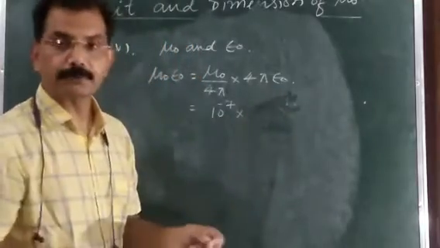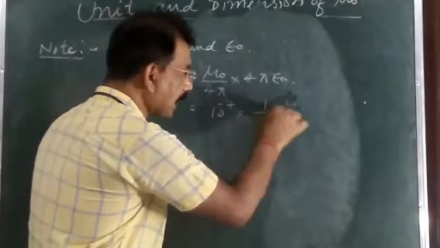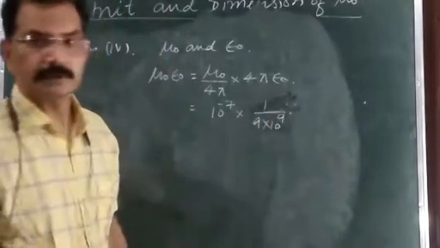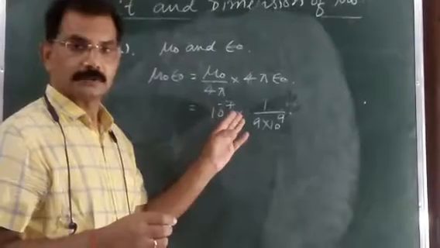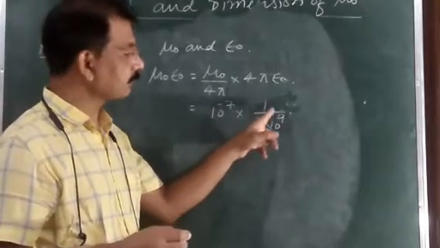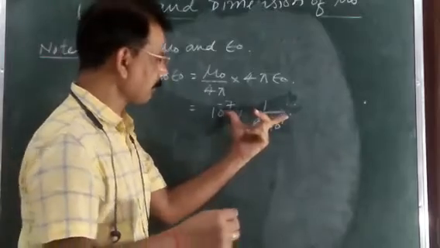1 upon 4 pi epsilon naught is 9 into 10 to the power 9. So 4 pi epsilon naught is 1 upon 9 into 10 to the power 9. And when you take the proper unit, the unit of this one is Newton per ampere square, and the unit of this one is also Newton meter square per Coulomb square. So you can also write the proper unit.